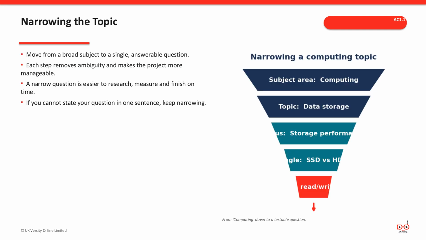The whole aim of narrowing is to move from a broad subject to a single, answerable question. Every step you take removes ambiguity and makes the project easier to manage, research, and finish on time. A good test is whether you can state your question in one clear sentence. If you can't yet, keep narrowing. For example, going from data storage to storage speed, to whether a solid-state drive noticeably speeds up an old laptop.